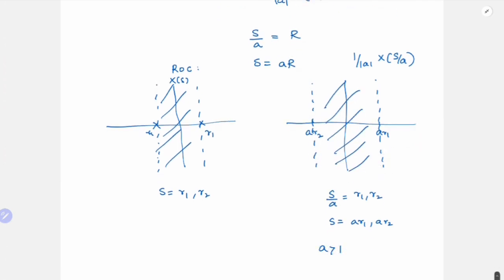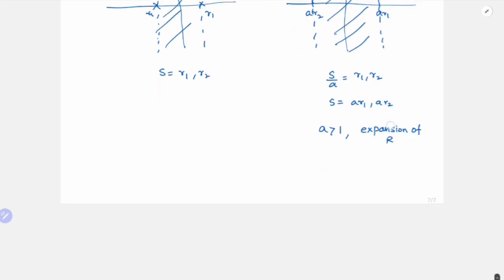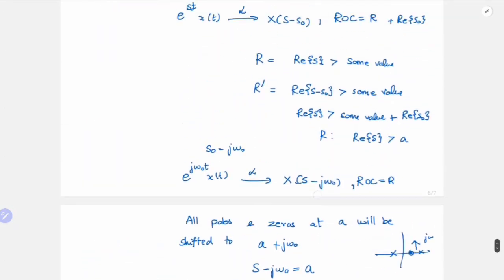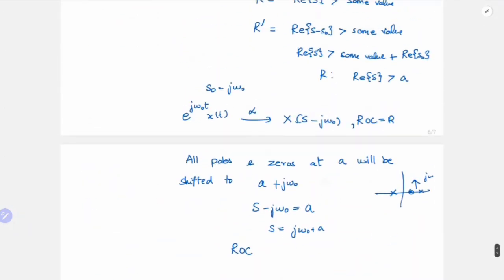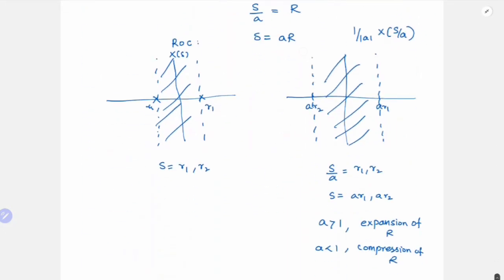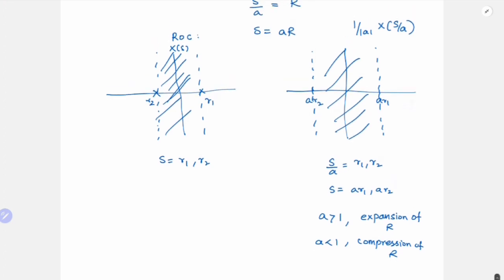So if a is greater than 1, then what will happen? This will be an expansion of R. If a is less than 1, we have compression of R. So in the time shifting, what did we have? We had shifting. So the R shifted to R plus real of s naught. So it will shift to R1 plus real of s naught and R2 plus real of s naught, but the region's area remains the same. Here the region will expand or compress depending on the a value.